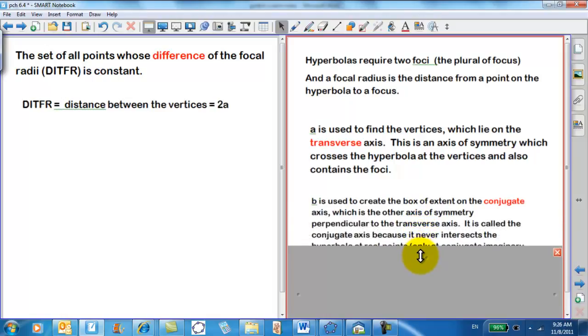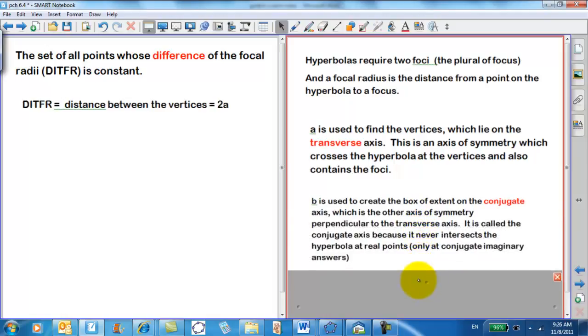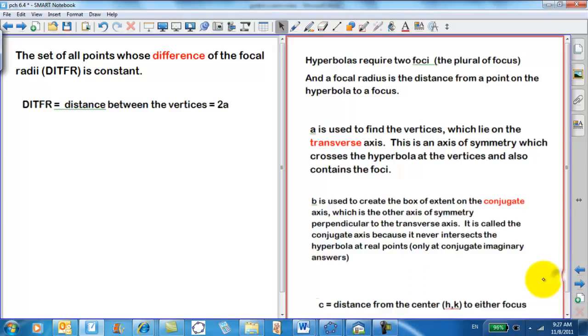B is used to create the box of extent on the conjugate axis. And we're going to do an example of this in a bit. But this axis ends up being perpendicular to the transverse axis. It actually goes between the two branches of the hyperbola. And since it never crosses it, it's called the conjugate, because if you tried to find the answers, they'd be imaginary.